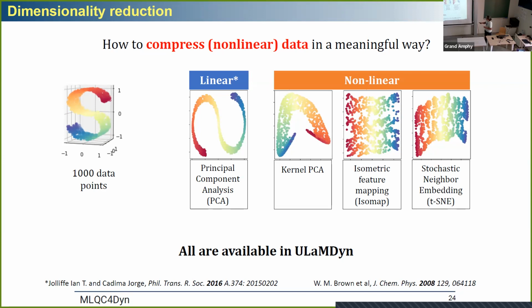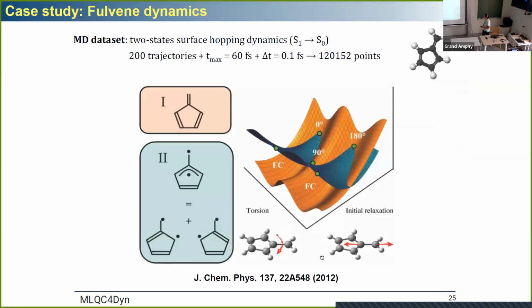So when you use this kind of technique, you are able to unfold this nonlinear shape into a plane like this, in such a way that points that are far apart in the original dimension will still be found separated in this low dimensional representation. So I will give you some examples in the next slide of what this type of analysis can do. And the system that we have selected for that is the Fulvene molecule.